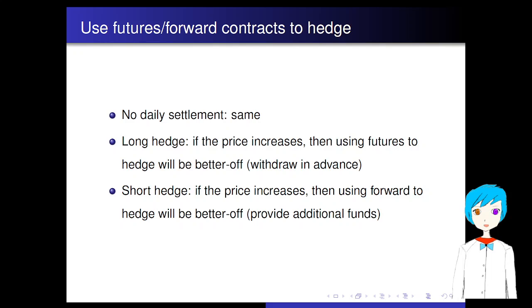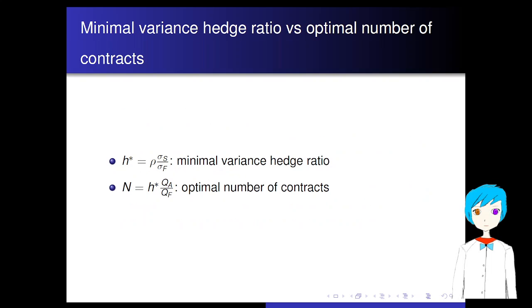The minimum variance hedge ratio and the optimal number of contracts are two different concepts. H star, which is the minimum variance hedge ratio, is defined by the correlation rho times sigma S over sigma F, where sigma S is the standard deviation of the spot price and sigma F is the standard deviation of the futures price.